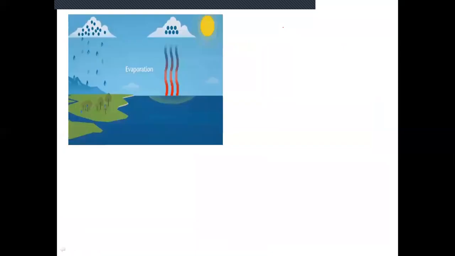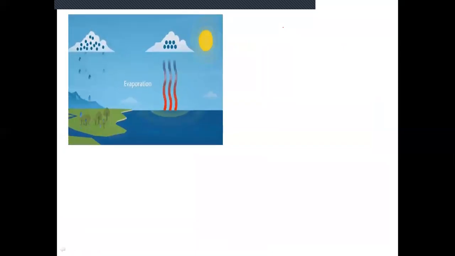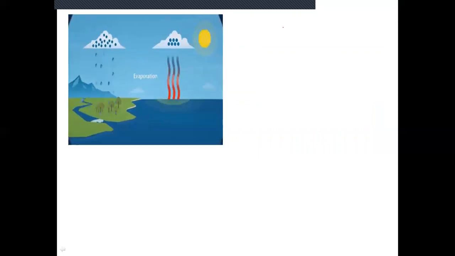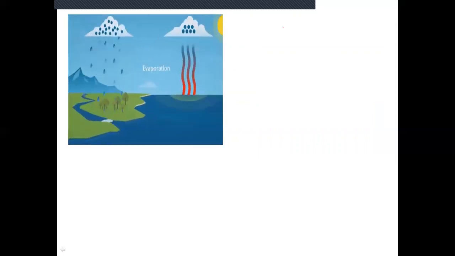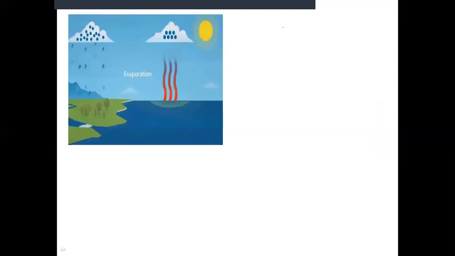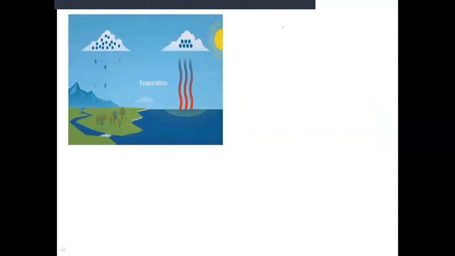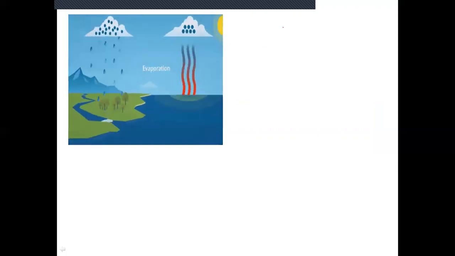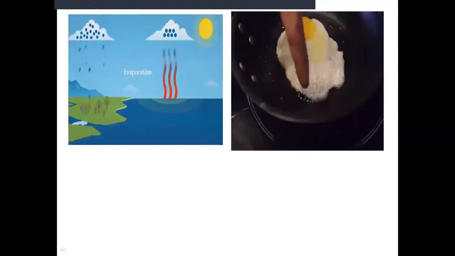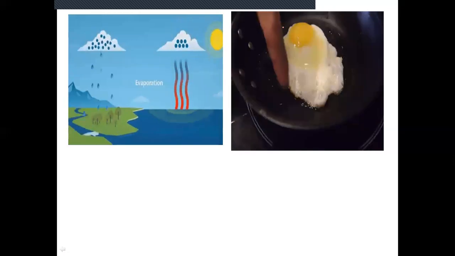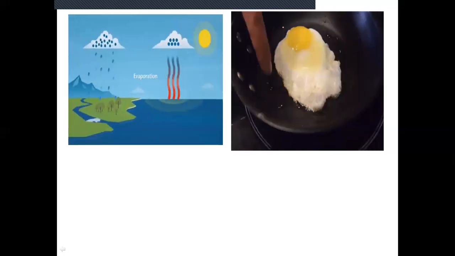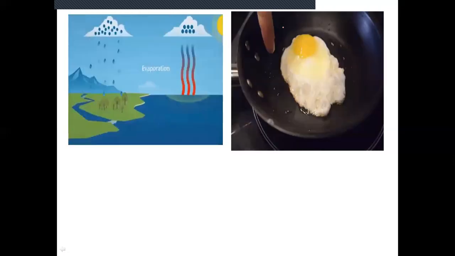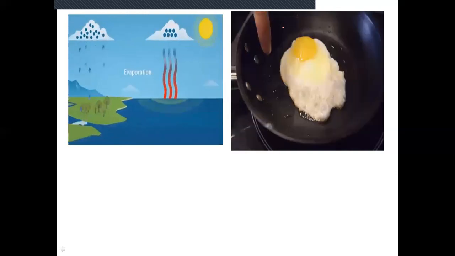Now another example, this is the water cycle, and we know about the water cycle. The sun's heat evaporates the water and it becomes a cloud, and after a certain period of time the cloud condenses and falls on the earth's surface as rainfall. This is also a change. Another example, while frying an egg, it is also a change. The egg is different from its initial state. So here also change takes place.